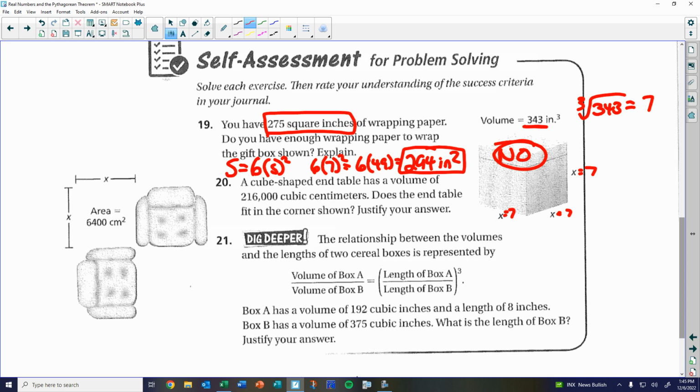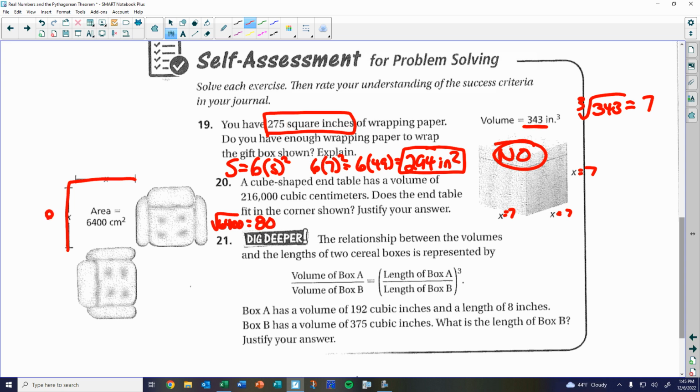All right, in number 20, it says a cube-shaped end table has a volume of 216 cubic centimeters. Does the end table fit in the corners shown? That's this little area here. So first things first, this little area here is 6,400 square centimeters. So if we find the square root of 6,400, we can figure out the side, all right? And that is 80.